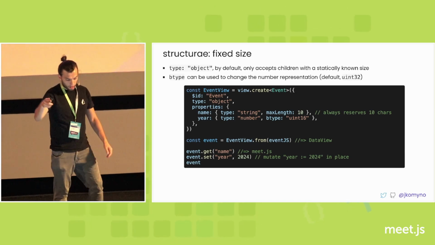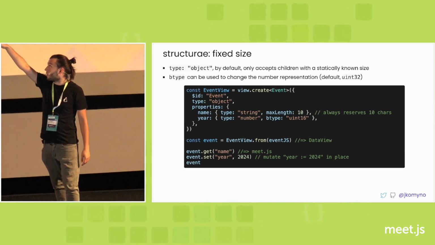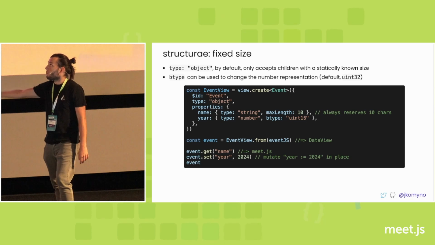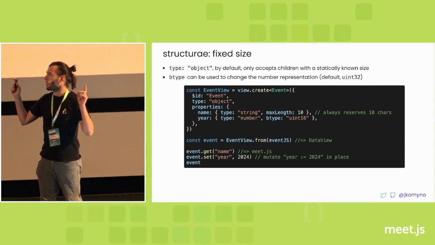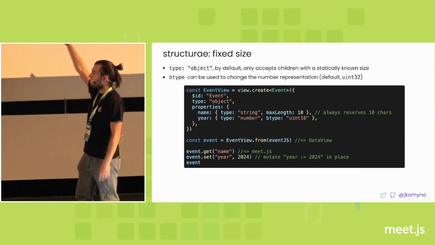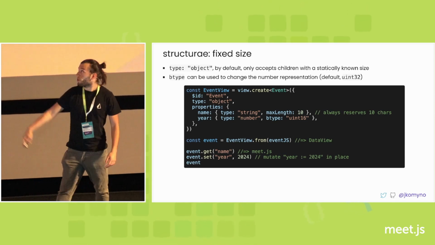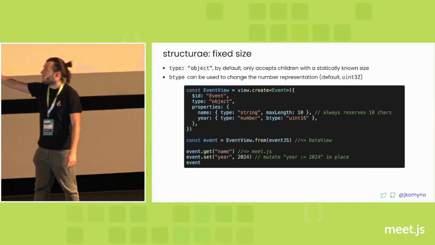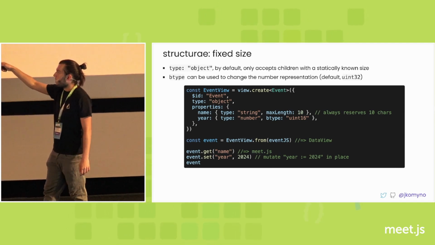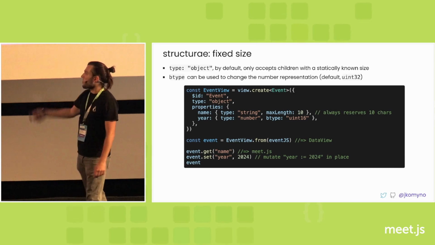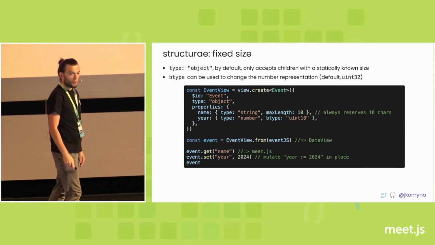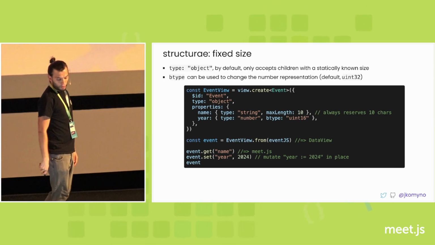And we use that view object we got, event view. We just call the from method. We pass something like a JavaScript representation that will be your in-memory model of your data. And what you get is a data view, so just an array buffer. And you can have property getters and setters. So it's totally modifiable. You call get name, you get meet.js. You modify the year to increase it by 1, and it's going to modify that in place.